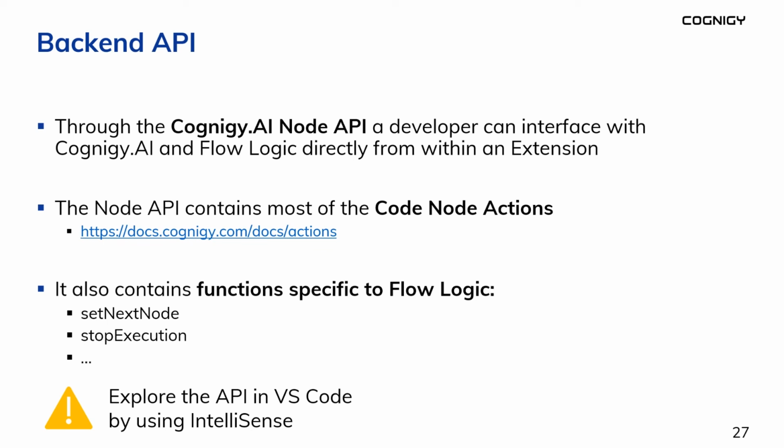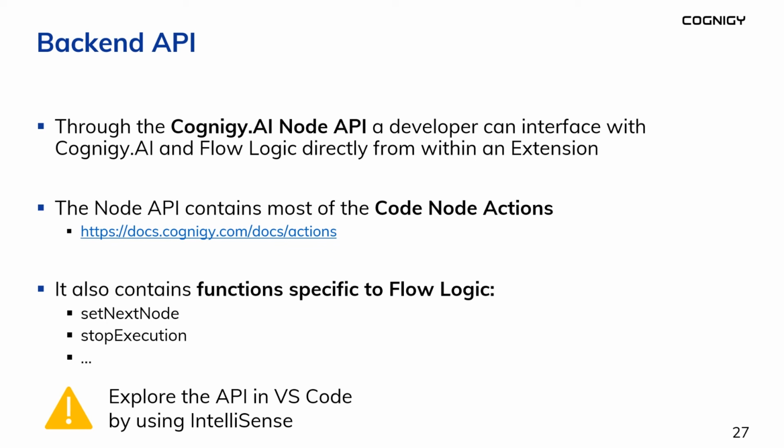You have full access, as I said earlier, to the Cognigy AI Node API, through which you can interface with Cognigy AI, Flow Logic, etc. directly from within an extension. The Node API contains most of the code node actions, which you can check out in our documentation, but it also contains specific things that are not available in code nodes, like a set next node function or a stop execution function. And if you want to explore the APIs in more detail, you can do that in IntelliSense in VS Code by pressing Control Space to then see the different options that are available in the API.